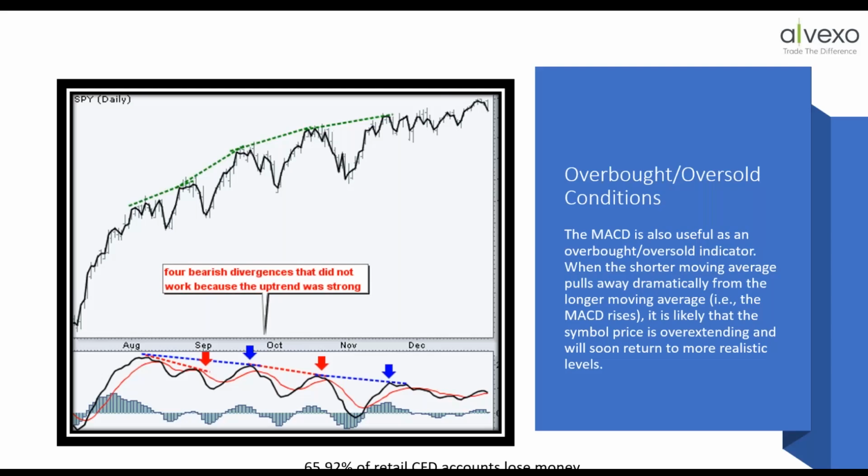Now, the MACD is also useful as an overbought and oversold indicator. When the shorter moving average pulls away dramatically from the longer moving average, it's likely the symbol price is overextending and will soon return to more realistic levels. Now, you can see that by looking for lots of lines on your charts, trying to see convergence and divergence. I simply look at the histogram and I look at the depth of the histogram. When that histogram gets extremely high, I know the market's getting overbought. When I see it dip very, very low, I know the markets are getting oversold.